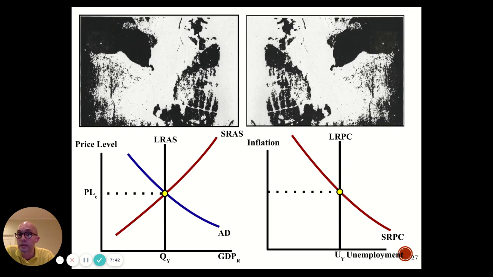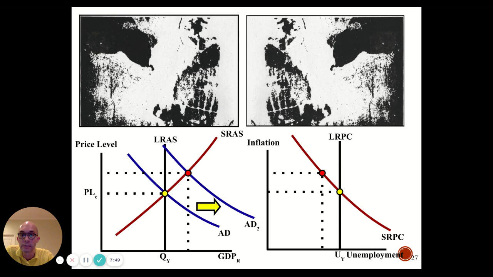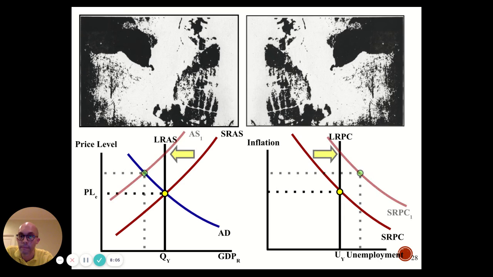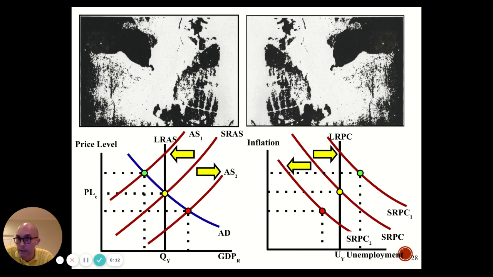And then these are, again, just if you want to flip through these slides back and forth to go through the mirror images. In this case, AD shifts right. We move up and to the left along the SRPC. AD shifts left. We move down to the right. And there's color correspondence. So the red dot, you'll notice, corresponds to the red dot on the Phillips curve, and the green dot to the green dot. In this case, aggregate supply, or SRAS, shifts left. The SRPC shifts right. In a case where aggregate supply shifts right, SRPC shifts left.